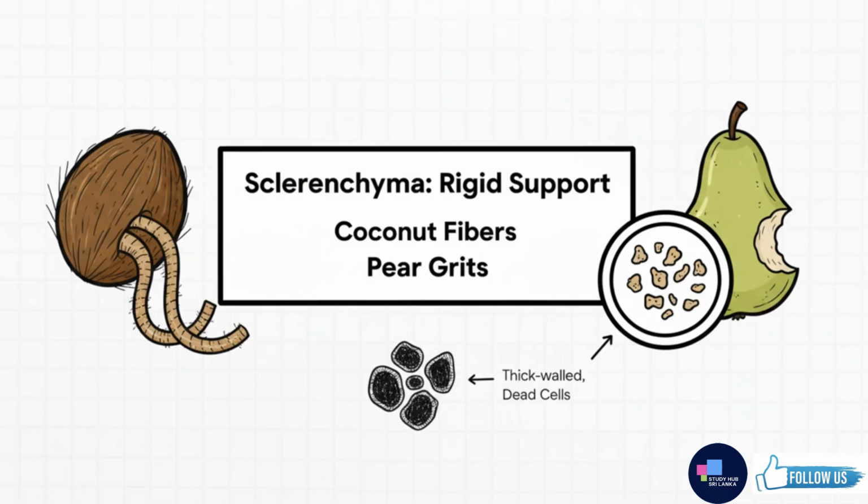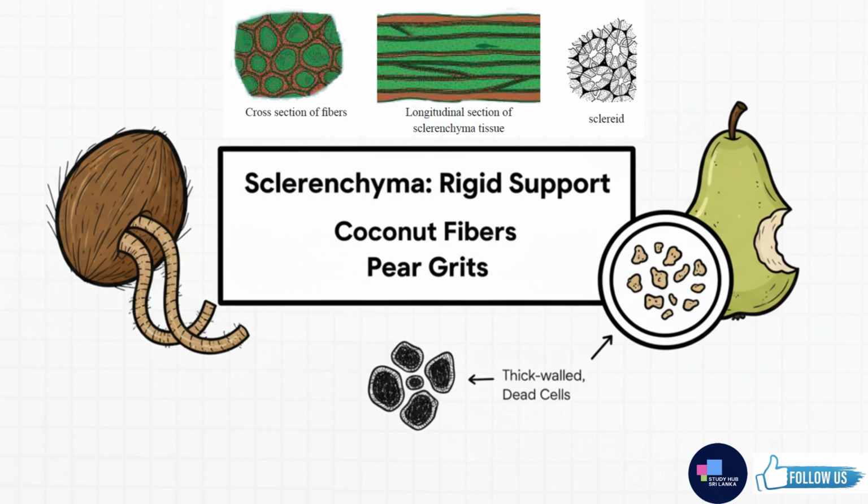And for the really tough, rigid support, plants use sclerenchyma. Now this is fascinating. These cells are actually dead when they're mature. And why is that? Because their only job is to be strong. Their cell walls get super thick and are hardened with a substance called lignin, which is basically wood. This provides incredible strength. You find this tissue in things like coconut fibers or even in the gritty texture of a pear fruit.